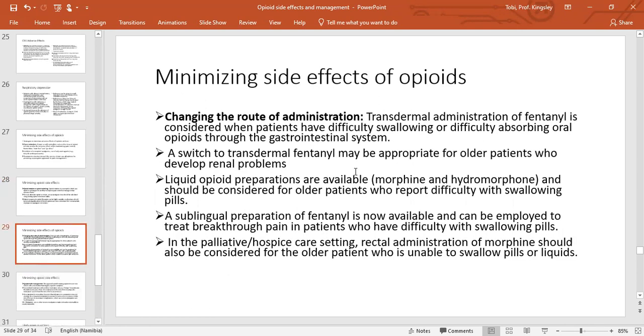Another way to minimize the side effects of opioids is to change the route of administration. Instead of doing IV, you may want to do transdermal. Like I said here, transdermal administration of fentanyl should be considered when patients have difficulty with swallowing or difficulty absorbing oral opioids. Sometimes a switch to transdermal fentanyl may be all you need for patients who have renal problems. Liquid opioid preparations are available, especially morphine, and should be considered in patients who have difficulty swallowing pills. In palliative hospice care, rectal administration of morphine should also be considered. These are geared towards minimizing the risk of opioid adverse effects such as nausea and vomiting.